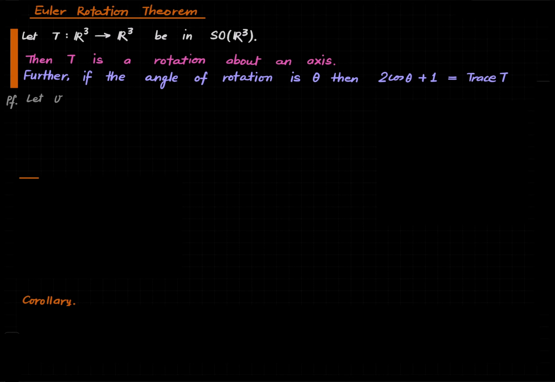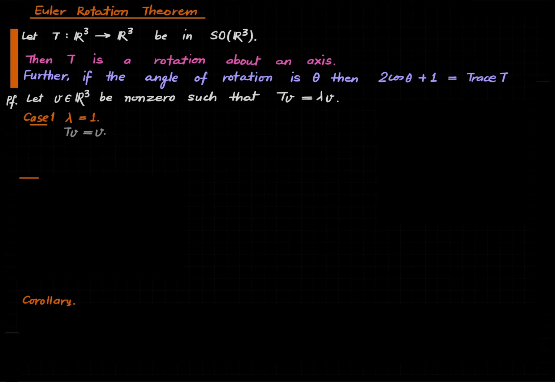V, a non-zero vector, such that TV equals lambda V, where lambda is either +1 or -1, that we know. So there are two cases: either lambda is +1 or lambda is -1. Case 1, the easier case, is that lambda is equal to 1, in which case T is fixing V.